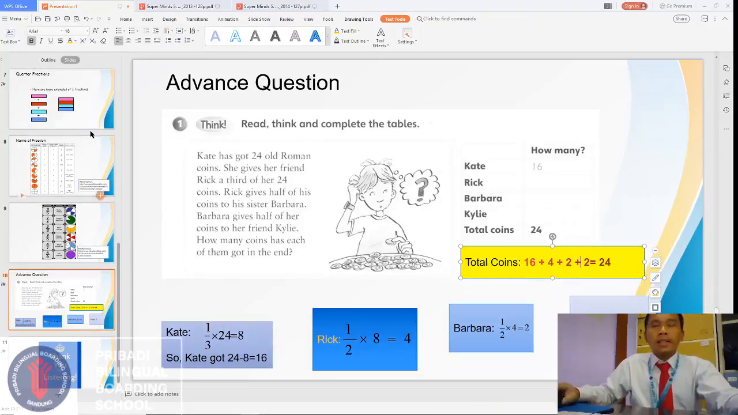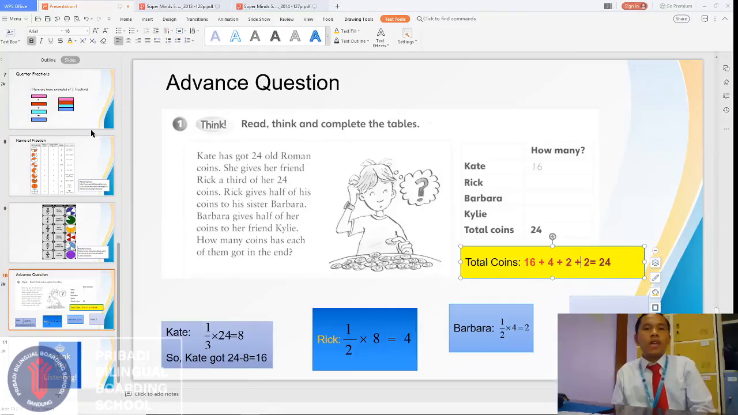Okay, that's it for the fraction material for today's lesson. And I hope you understand. If you don't understand, or if you have any questions about the fraction material, you may ask me personally, or you may post the question in the WhatsApp chat group, so we can discuss together in the group.